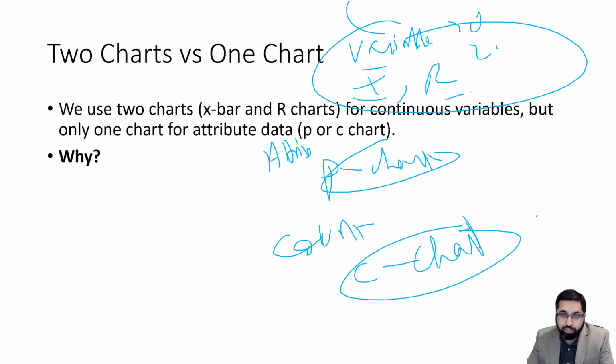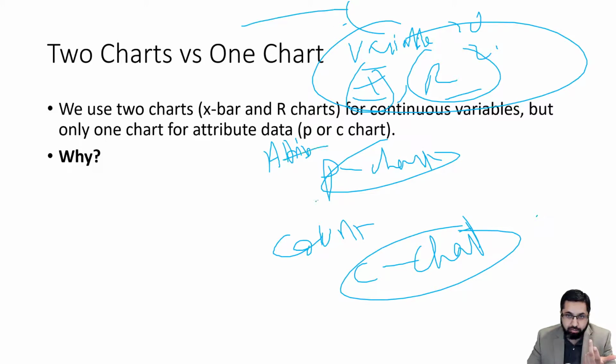Remember, why did we use these two charts? X bar tells us about the mean of the process moving away, and the range R chart tells us about the variation in the process increasing or decreasing. So we needed two charts, one to track the mean, one to track the variation. Where are the two charts for attribute data? Does the P chart track the variation or the mean? Does the C chart track the mean or the variation? How can we do one chart, right?